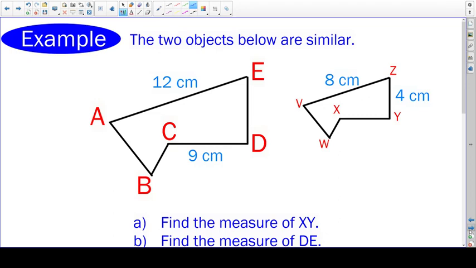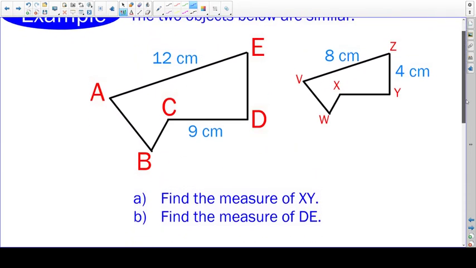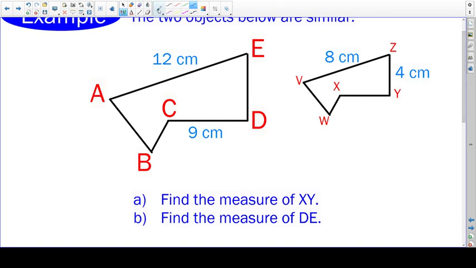Okay, now moving on, I think, to the last example. We have 2 objects here, and they are similar. We are being told that, so we can assume that we don't have to show it. But we are asked something. We are asked to find out what XY is. What is XY? XY is this side right here. Then we are asked to find DE, which is right here.